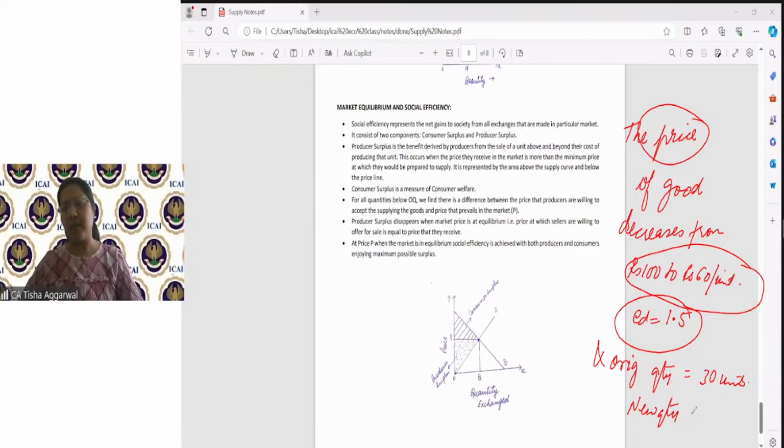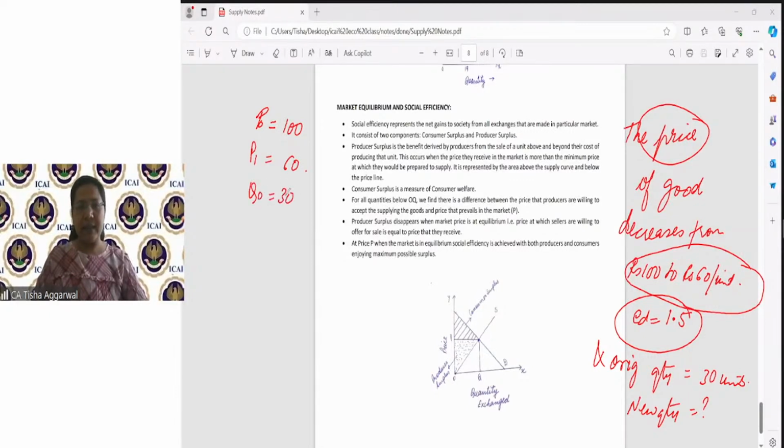Very simple. Come on, very simple. I know that original price is 100. New price is 60. Original quantity is 30. ED is 1.5. You have to find out Q1. Come on, I'm waiting for the answer. And one more thing, people. Before you give me the answer, please also verify the answer.